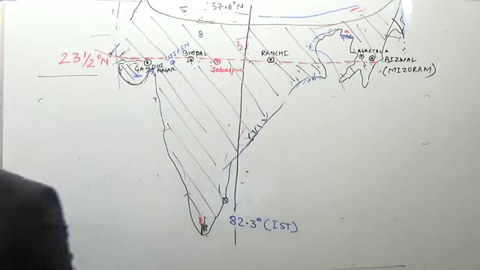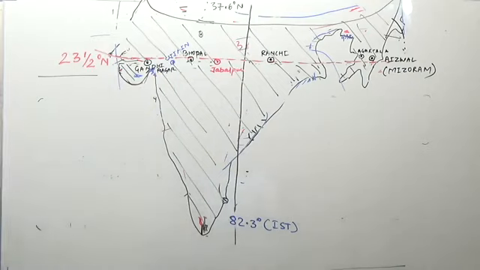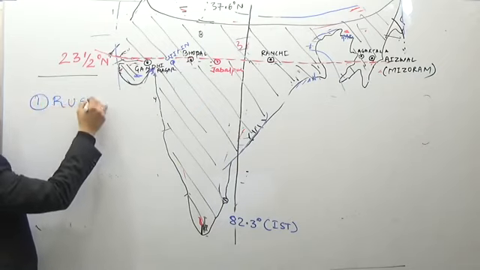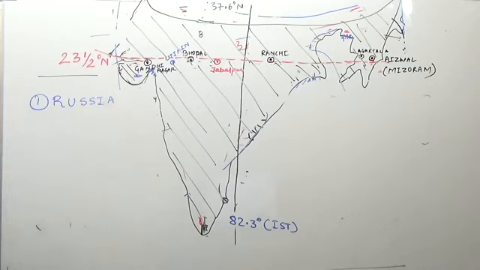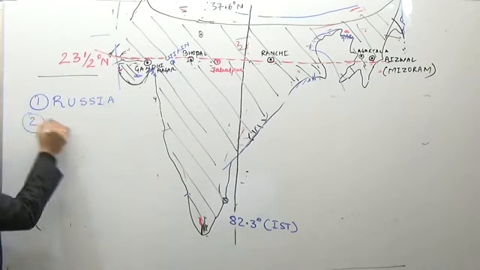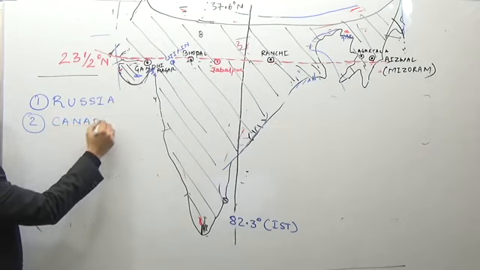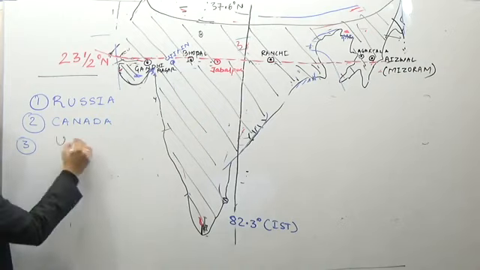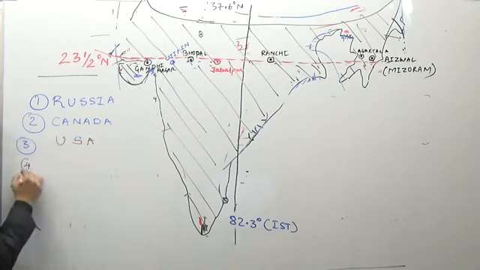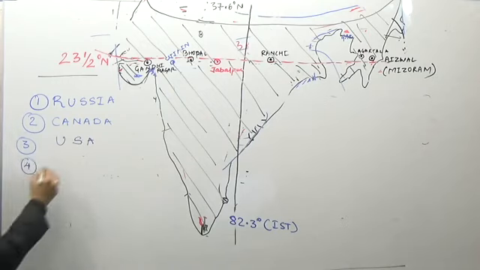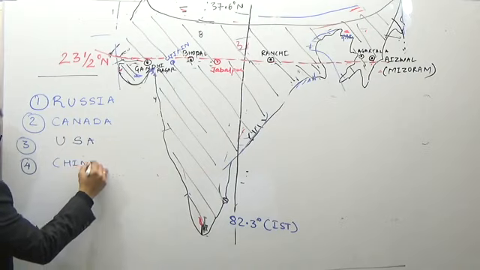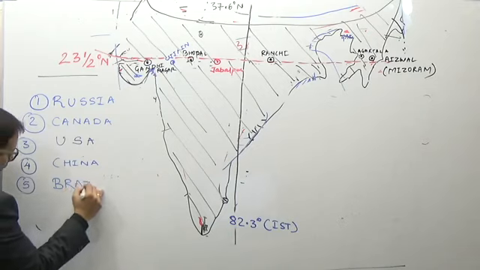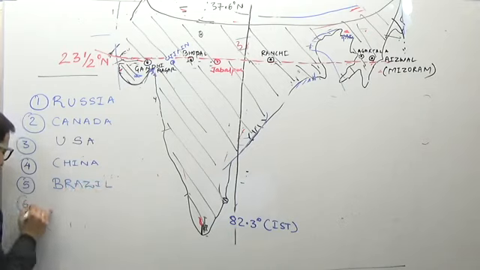How big is it? India is the 7th largest country in the world. The biggest is Russia. The second biggest country in the world is Canada. The third biggest country in the world is the USA. The fourth biggest country in the world is China. The fifth biggest country in the world is Brazil.